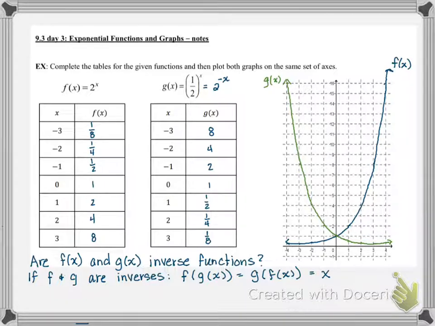So let's see, f of g of x is equal to f of 2 to the negative x, yeah? Just writing it that way is a little easier to work with than the fraction. And then, well, f of x says take 2 and raise that to whatever your input is. So we have 2 raised to the 2 to the negative x power. And what we want to know is, is that equal to x?